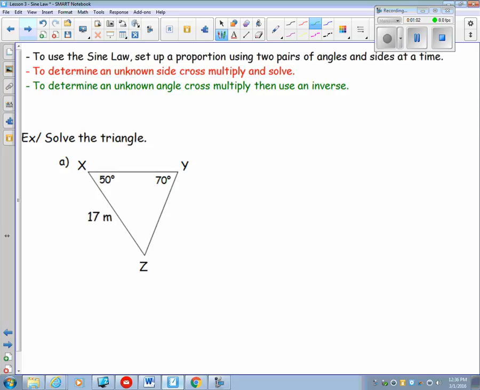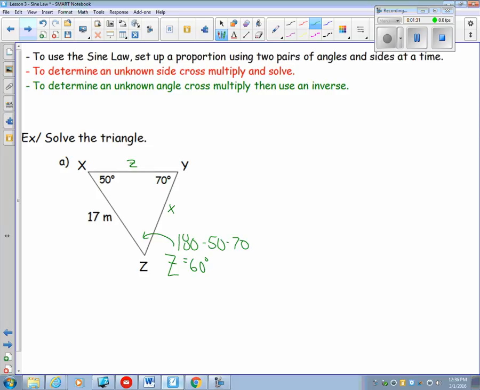So let's take a look at the first triangle here. I want to solve the triangle. That is, I want to figure out all the parts and pieces that are missing. So before I start, I'm going to label some things. Across from big X would be a small x. Across from big Z would be a small z. I know triangles add up to 180 degrees, so I can actually figure out the third angle without doing any complicated math. 180 minus 50 minus 70 tells me the angle inside here is 60. And that would be angle Z, big Z.